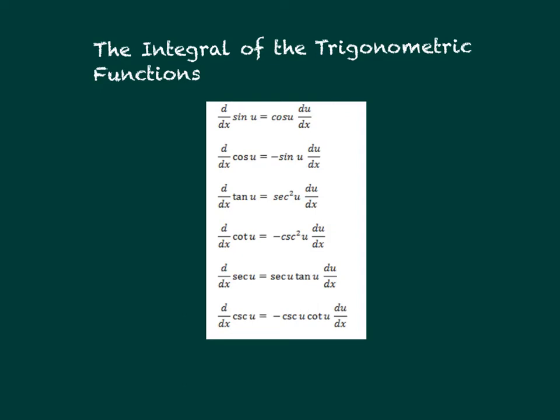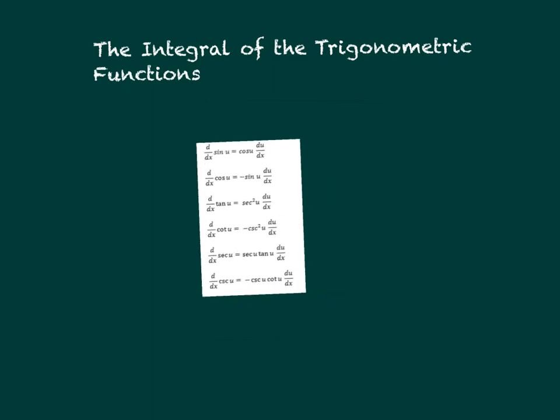The derivative of sine of u is equal to cosine of u times the derivative of u. The derivative of cosine is negative sine of u times the derivative of u. The derivative of tangent is secant squared of u times the derivative of u. The derivative of cotangent is negative cosecant squared of u times the derivative of u. And the derivative of secant is secant times tangent times the derivative of u. And finally, the derivative of cosecant of u is negative cosecant of u times cotangent of u, times the derivative of u with respect to x.